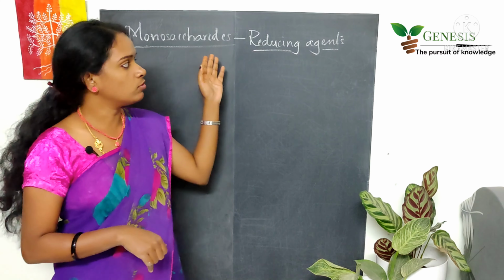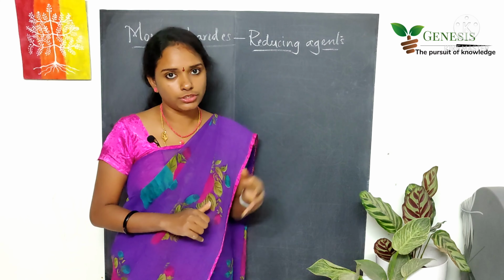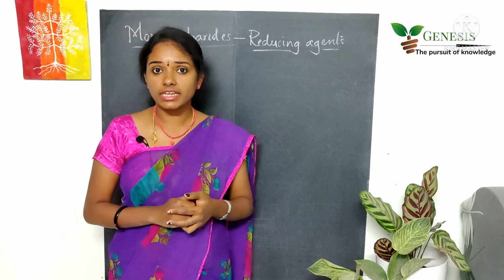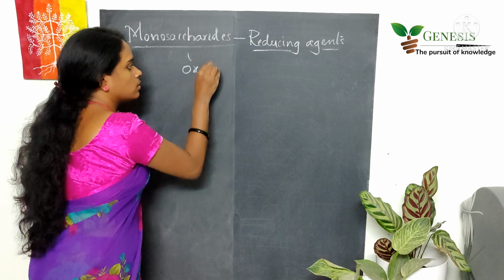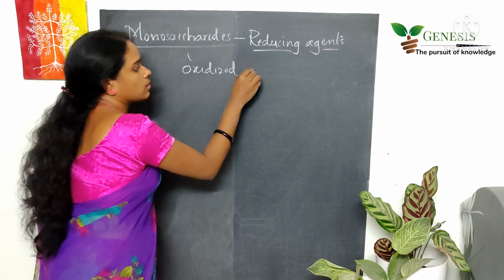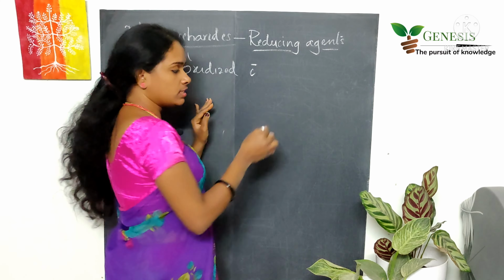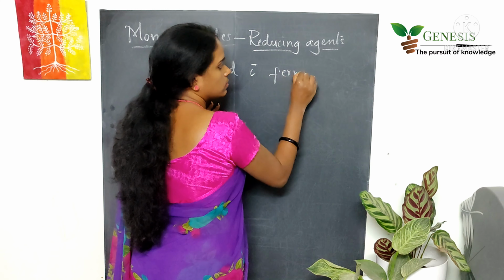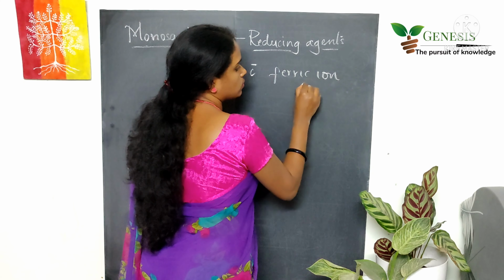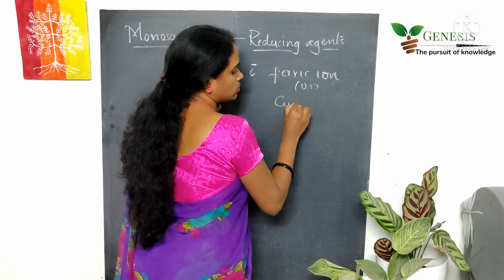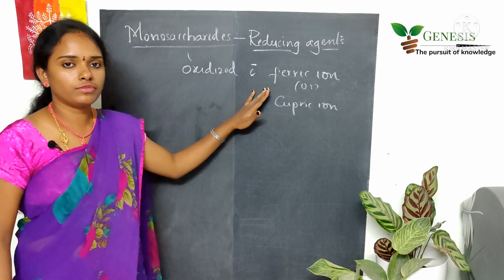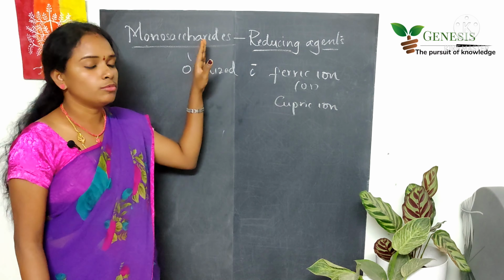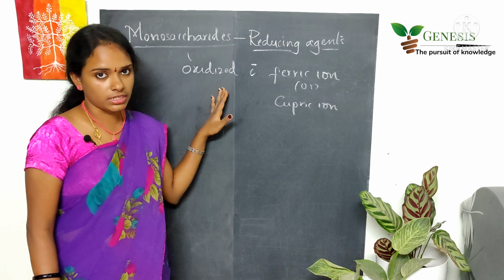And the next one is that monosaccharides are reducing agents. Monosaccharides can be oxidized with oxidizing agents like ferric ion or cupric ion. So with any of these oxidizing agents, the monosaccharides can be oxidized.